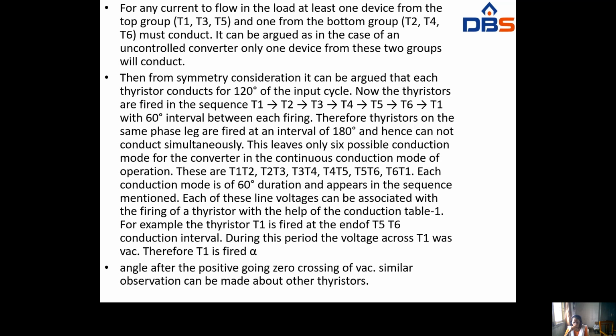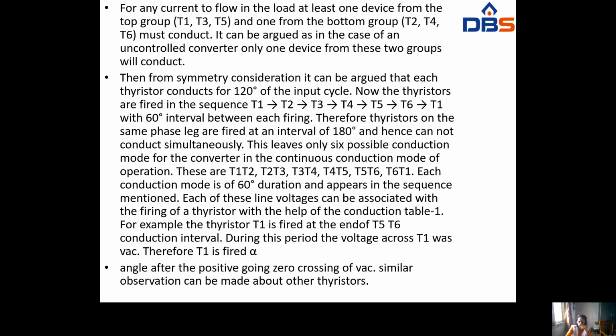This leaves only six possible conduction modes for the converter in the continuous conduction mode of operation. These are T1 and T2, T2 and T3, T3 and T4, T4 and T5, T5 and T6, and T6 and T1. Each conduction mode of 60 degrees duration appears in the sequence mentioned.